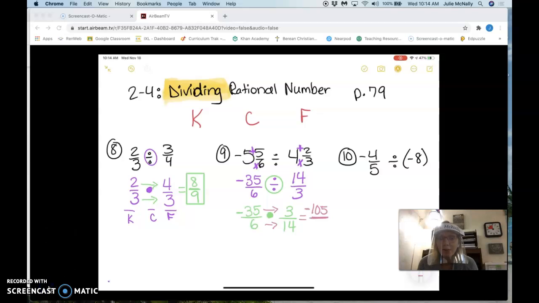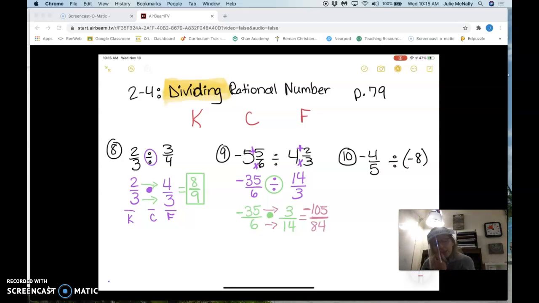Bella figured that out in her head. That was really awesome math. 35 times 3 is 105. And then she also remembered, don't forget the negative sign. So we added the negative there. 105. And then 6 times 14, I'm just going to do on my calculator, is 84.